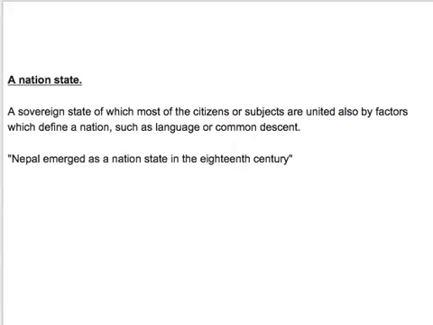So, for example, if we take the example of Nepal, Nepal did not exist as a state before about the 18th century. In the 18th century, it did start to emerge as a nation state. That is a state that is, in the case of Nepal, kept together by the Nepalese language, or for at least most of the people.